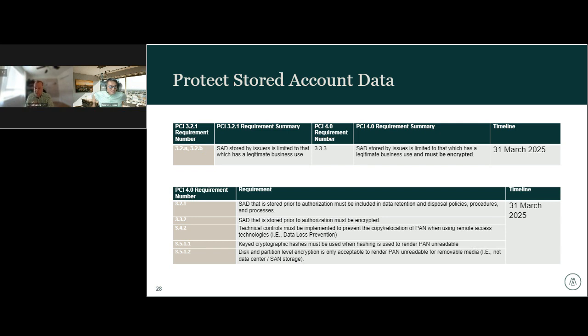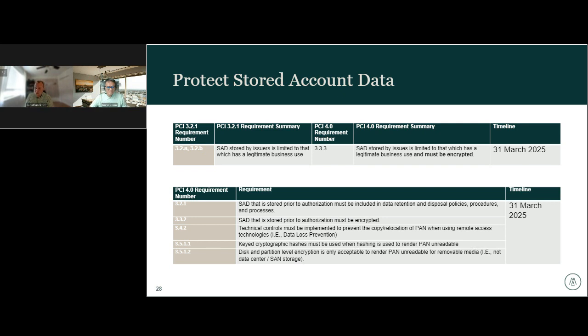So if you have an administrator who can RDP, SSH, or something into an environment where they can pull credit card numbers, implement some sort of technical mechanism that will detect and prevent that administrator from, say, maliciously copying the cardholder data. The next, 3.5.1.1, is around hashing.